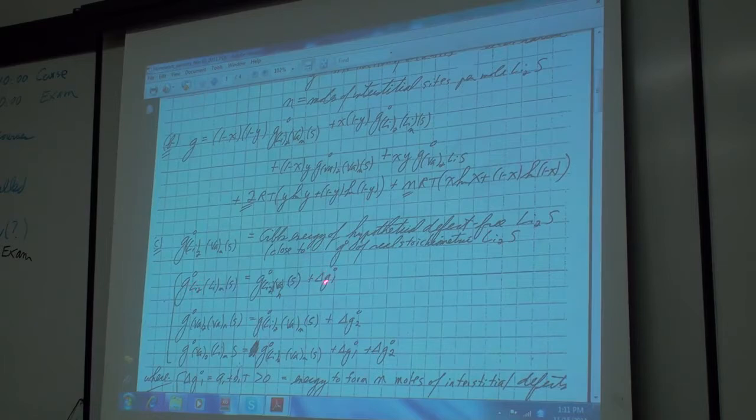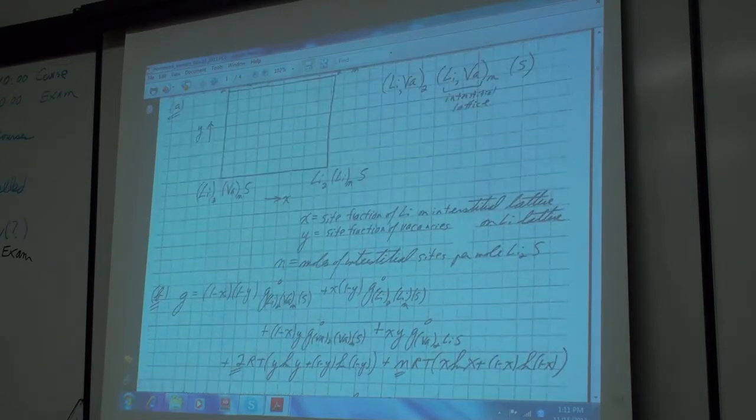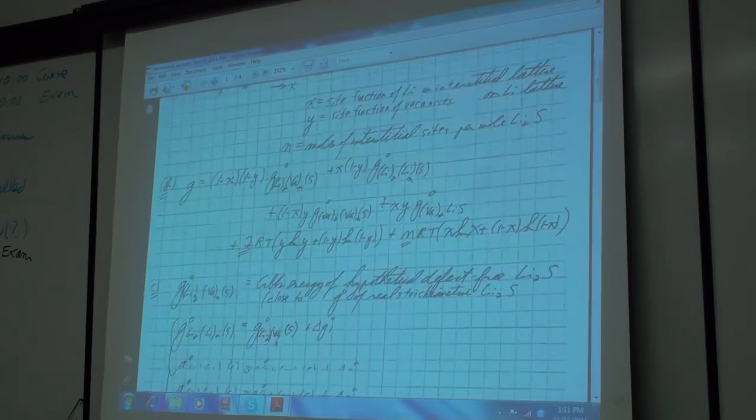Delta G1 is a model parameter. Let's do it the other way around. Delta G1 is the Gibbs energy of this hypothetical compound minus the Gibbs energy of this compound. So it's the molar energy of putting lithium ions on the interstitial sites.